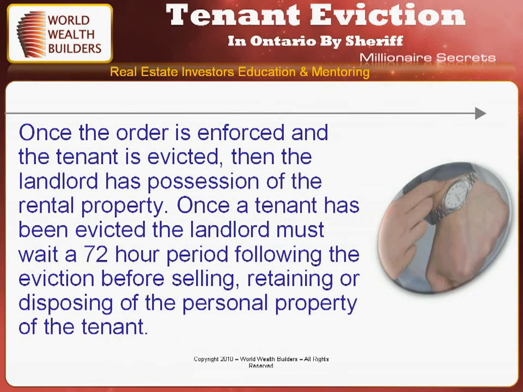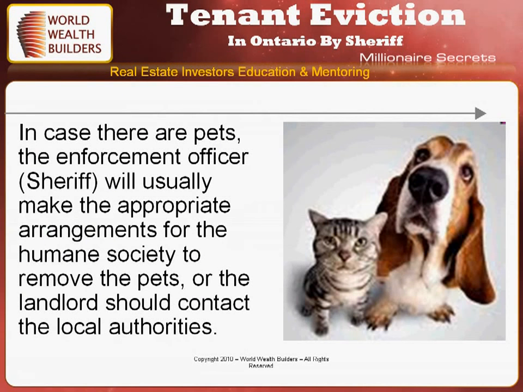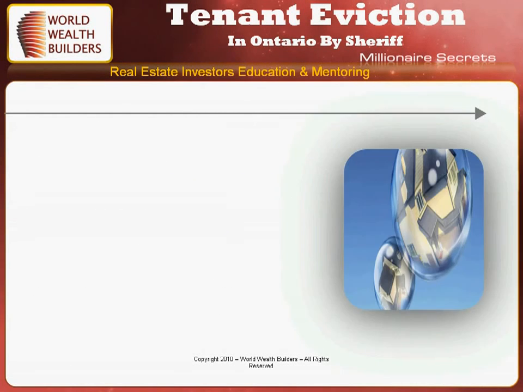Once the order is enforced and the tenant is evicted, the landlord has possession of the rental property. Once a tenant has been evicted, the landlord must wait a minimum 72-hour period following the eviction before selling, retaining, or disposing of the personal property of the tenant. In case there are pets, the enforcement officer or the sheriff will usually make an appropriate arrangement for the Humane Society to remove the pets, and the landlord must contact the local authorities.